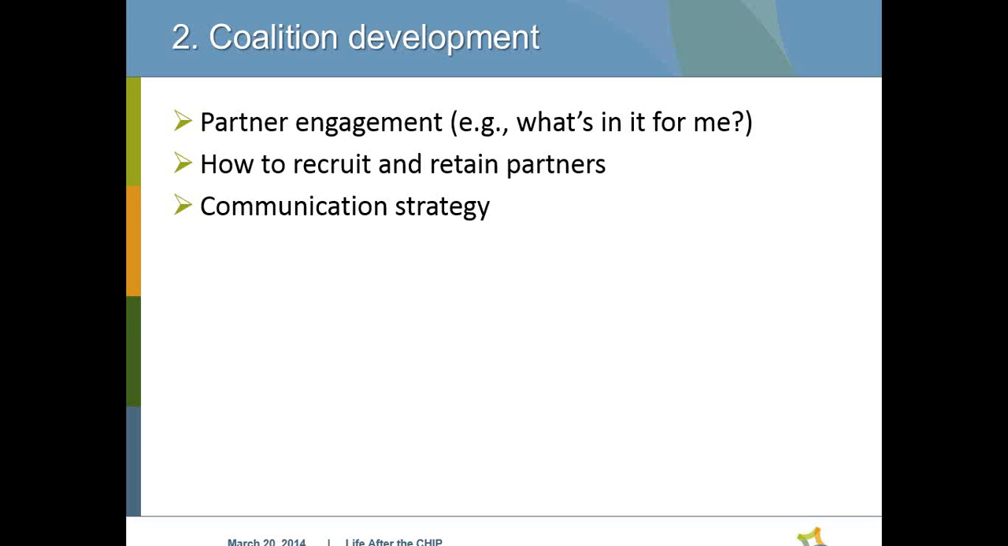And that's one of the ways to recruit and retain partners, is to make sure that you frame messages that meet their objectives. So each agency, they're looking at their own strategic plan and business plan, and they're trying to figure out how their involvement in the CHIP will help them. So you have to go back and work with them.